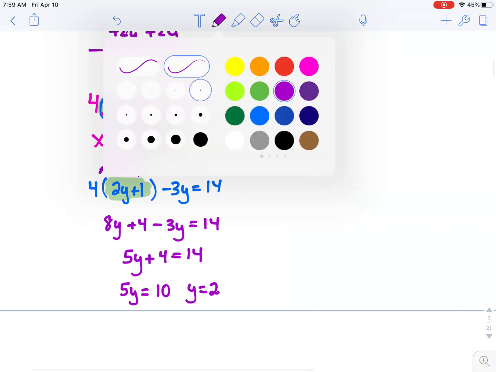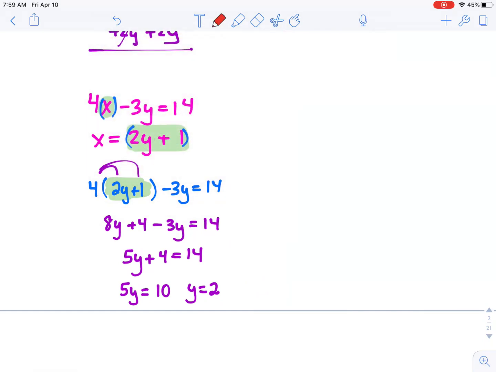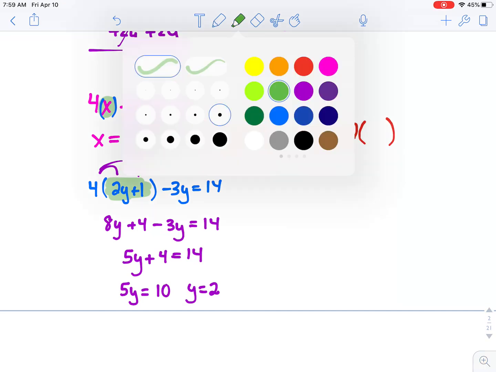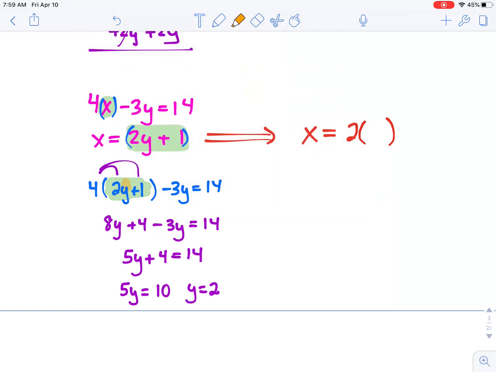Now remember, this is a system of equations. It's two lines that are going to intersect at a point. So you need to find both the x and the y value. Come back here to your x. So now if we have our x equals, we can replace that y, replace this y here with 2. And we get our x is 5.